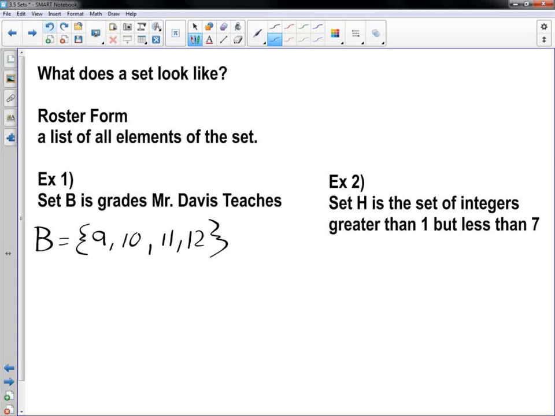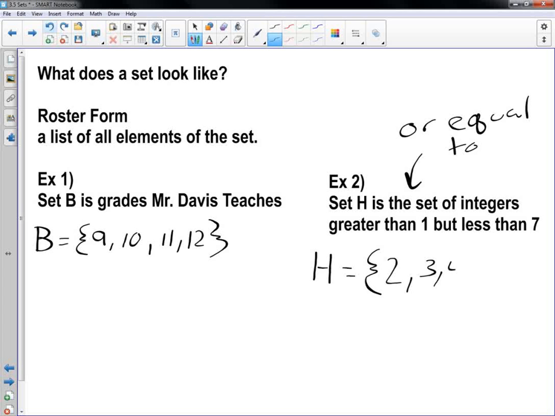How about example 2? Set H is the set of all integers, and integers are positive and negative whole numbers, greater than 1 but less than 7. One thing I want to point out right here is that they do not say or equal to, so this is not including 1. But what's a number greater than 1? That's an integer. 2 is greater than 1. 3 is greater than 1. 4 is greater than 1. 5, 6, but we're not including 7 because it just says less than, doesn't say less than or equal to. So that's my set H. And that's roster form, just setting up an explicit list.